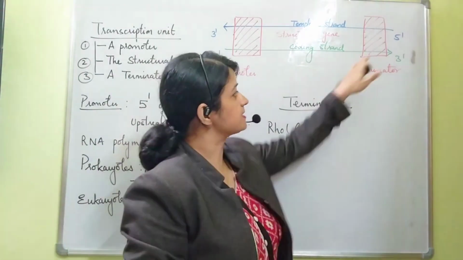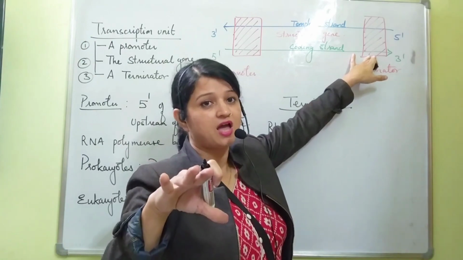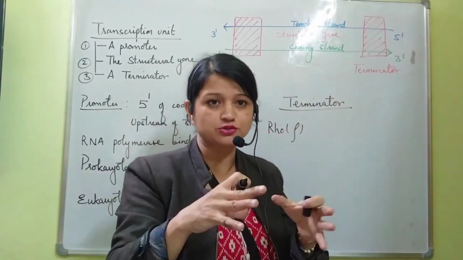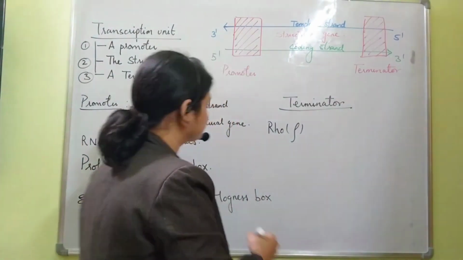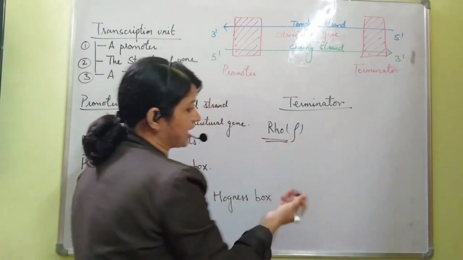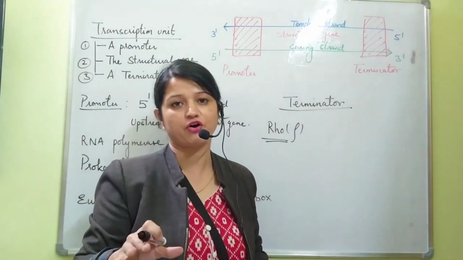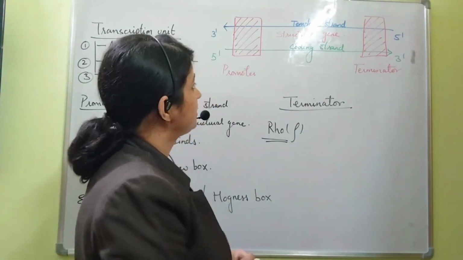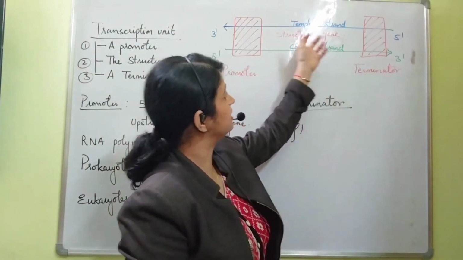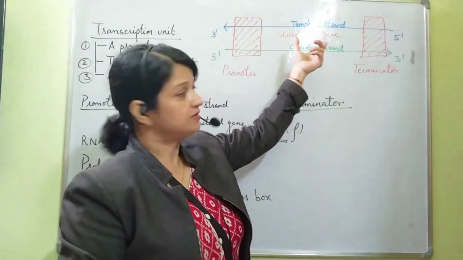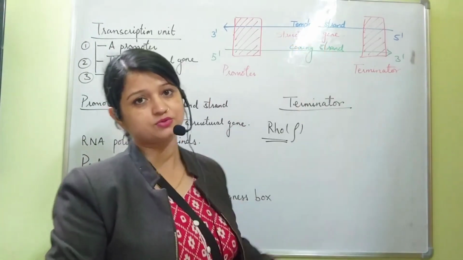So terminator is that site where the RNA polymerase will reach and the Rho factor will bind to it and it will stop the process of transcription. This Rho factor is actually a type of protein which is required for the termination of transcription. Next is the area between the promoter and the terminator. Clear? That is known as the structural gene. So now we will discuss the structural gene.